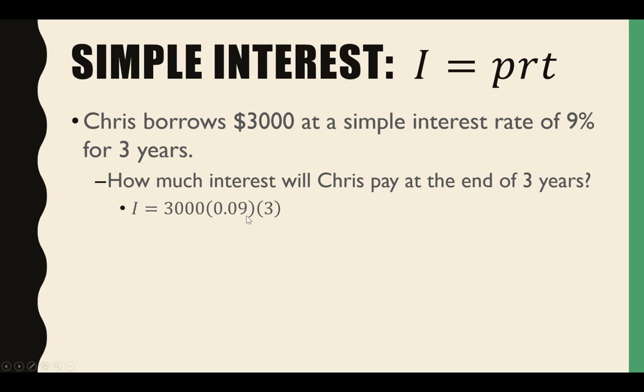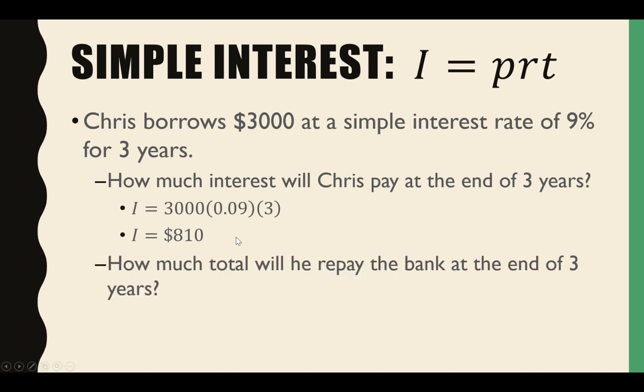3,000 times 0.09 times 3. This is the P for the principal. The percentage is our rate, the R. Time is a 3. So the total he'll pay for 3 years is $810. Second half of the question, how much total will he repay the bank at the end of 3 years? Well, you have to pay back the principal, which is 3,000, plus 810. So that's the loan plus the interest. You will pay back $3,810.